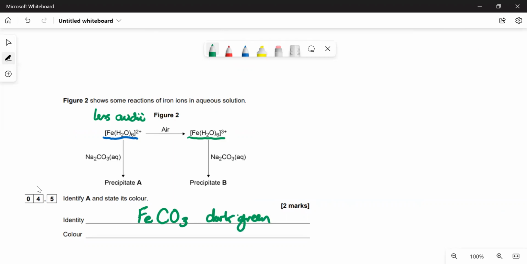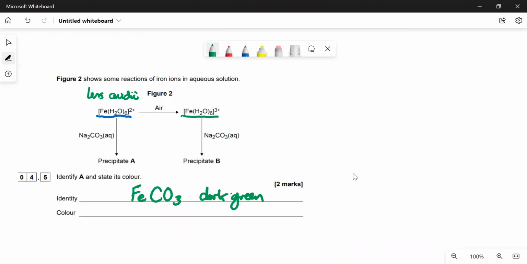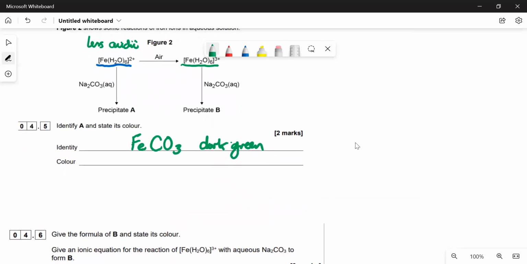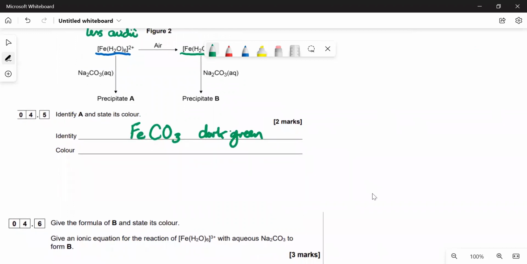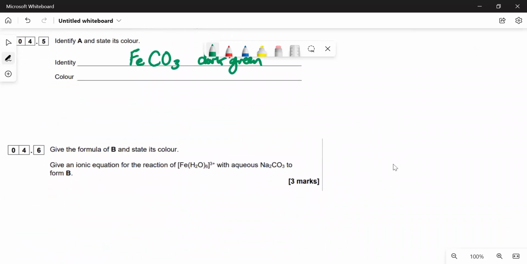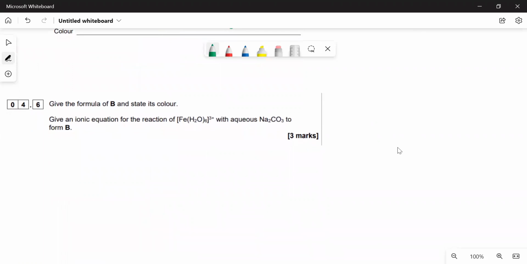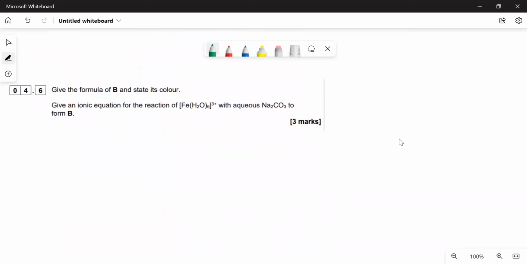Now, the next question asks us about precipitate B, which is a bit more difficult. We're given an ionic equation for the reaction of the Fe3+ ion with aqueous sodium carbonate. I'll give you the formula of B in a minute. The hydrated ion acts as an acid and loses 3 protons to become the uncharged species. So I'm going to write this down as not really a half equation as such, but you'll see what I mean in a minute.